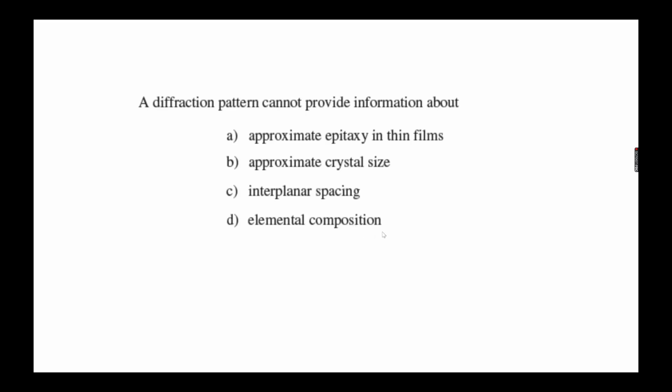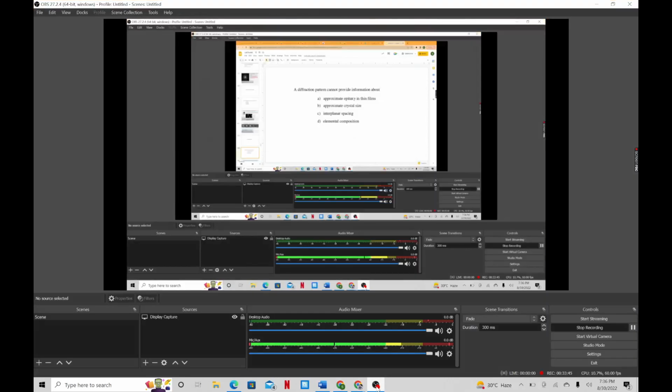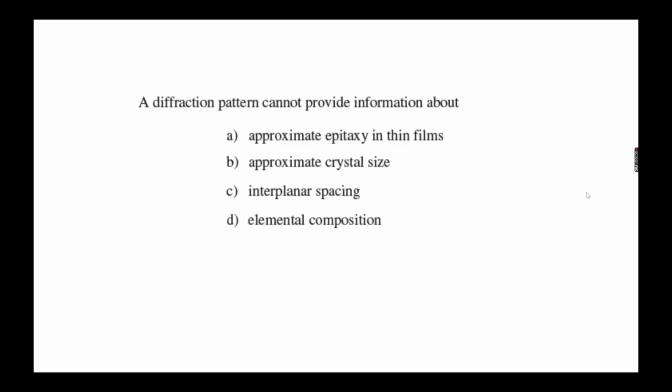Okay, so in order to know the elemental composition, you need to have some spectroscopy. So for example, in SEM we have energy dispersive spectroscopy. Okay, so from there we can say something about the elemental composition. But here in the lectures, if you look, you won't find any kind of discussion which is related to the composition.